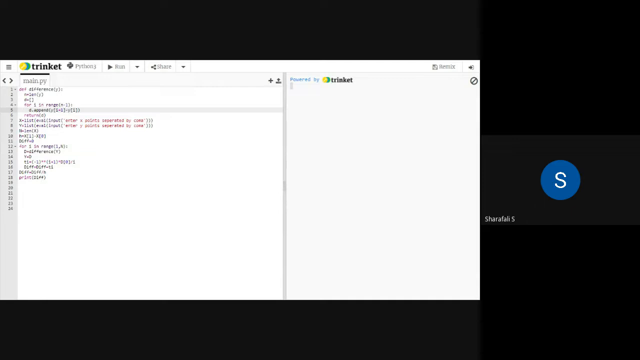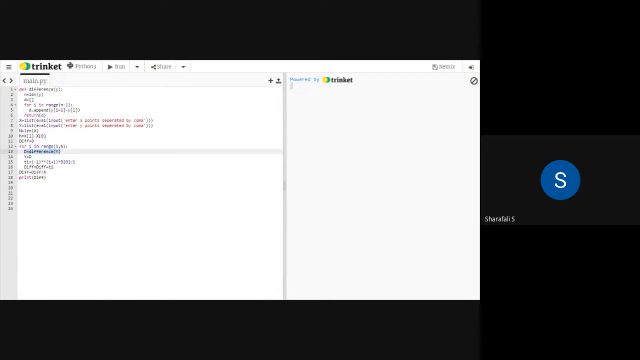Each time it will calculate the difference, and when i becomes 4, it reaches n minus 1, because n is 5, so n minus 1 is 4. Then it will exit this for loop, and at that moment your d will be appended with the 4 values: y1 minus y0, y2 minus y1, y3 minus y2, and y4 minus y3. That much of difference will be appended to this empty list d.